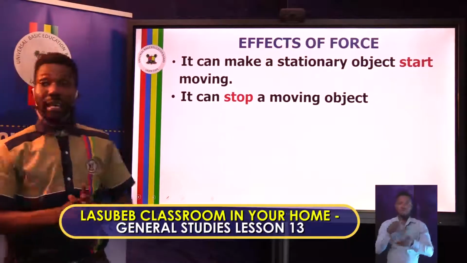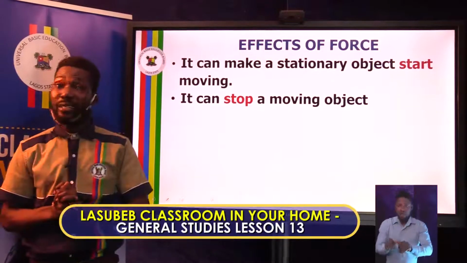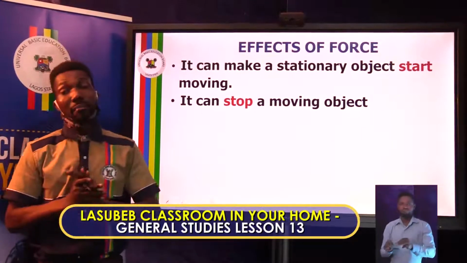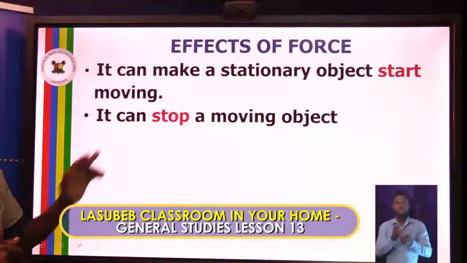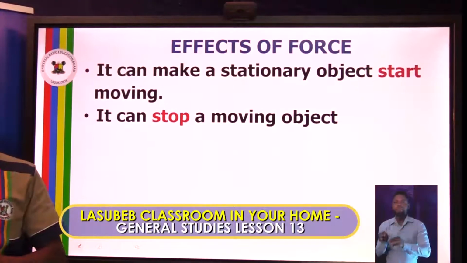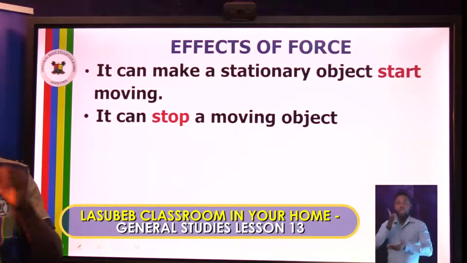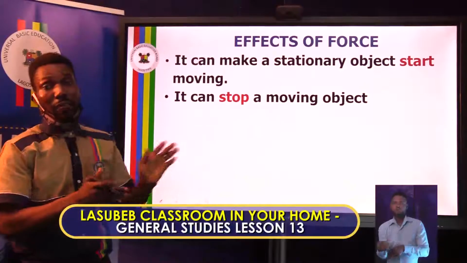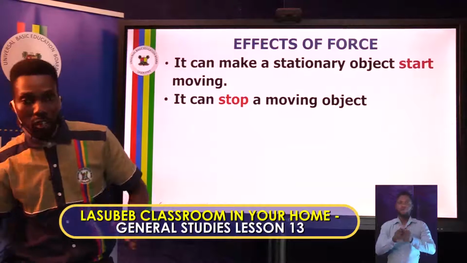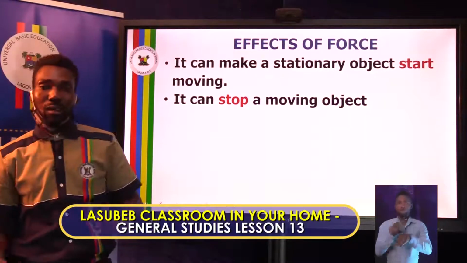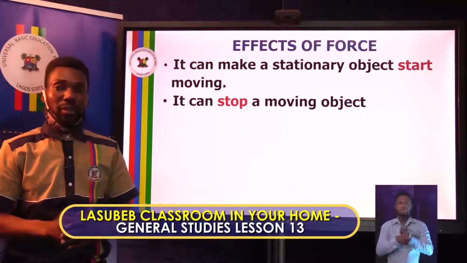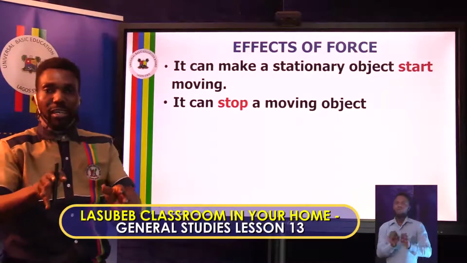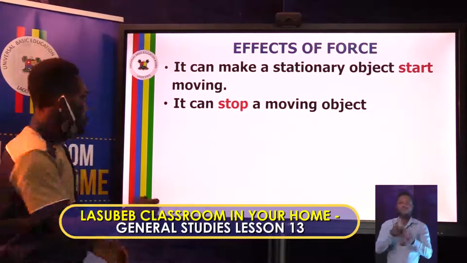The first one is it can make a stationary object start moving. The second one is it can stop a moving object. Just like in frictional force, when you throw a ball on the floor, it will get to a certain stage that the ball will no more be moving because the force is no more exerted on it and it will stop.